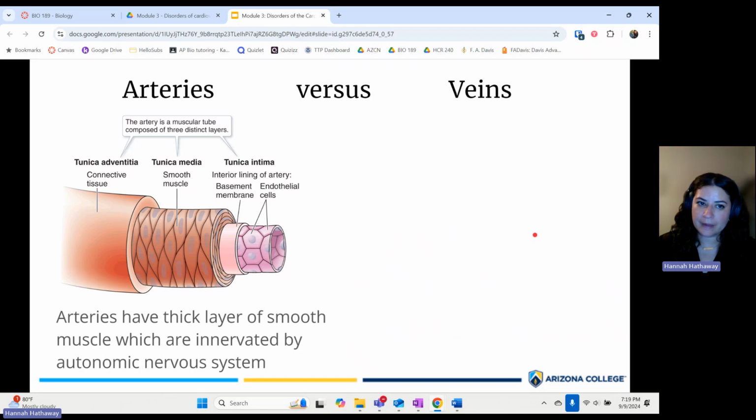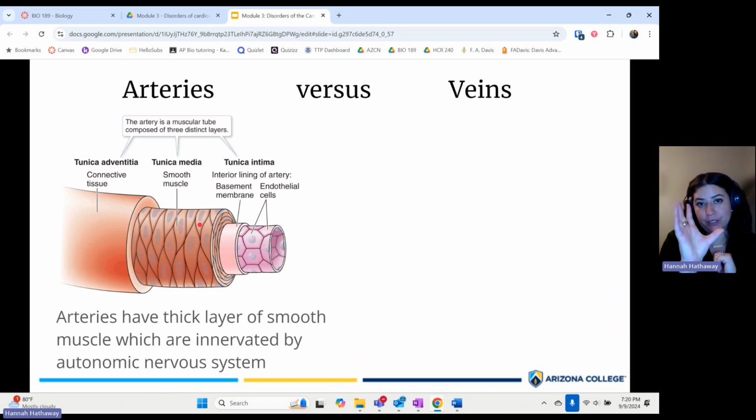And then just a quick reminder of the difference between arteries and veins. These are both different types of blood vessels. So arteries, remember, move blood away from the heart. Arteries actually have a layer of smooth muscle that's part of the vessel. Because of that, the arteries themselves can constrict and dilate. So you can think the arteries can help a little bit because they can swoosh or push the blood through.